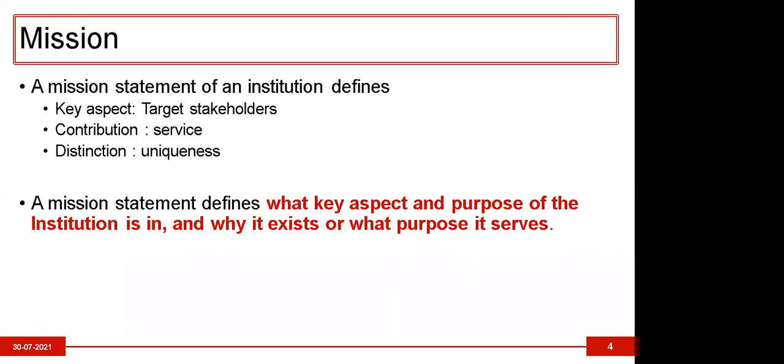Then the next is the distinction. What is the uniqueness? There are many people who want to say do this, do that, and we are going to acquire like this. But here, what is the uniqueness which makes your institution different from all existing institutions in the vicinity? There is no need to compare with everyone. We see how unique we are with respect to the existing neighborhood in the vicinity. That makes our distinction. So these are the three aspects we need to consider while defining our mission statement. A mission statement defines the key aspect and purpose of the institution, why it exists, and what purpose it serves.